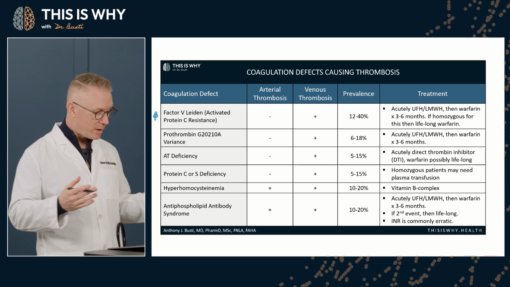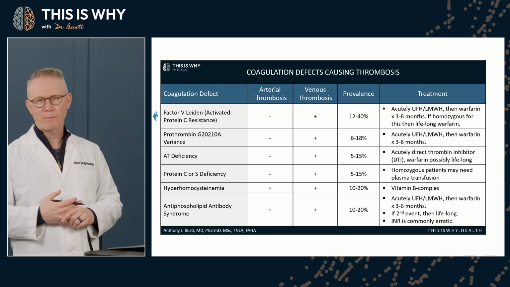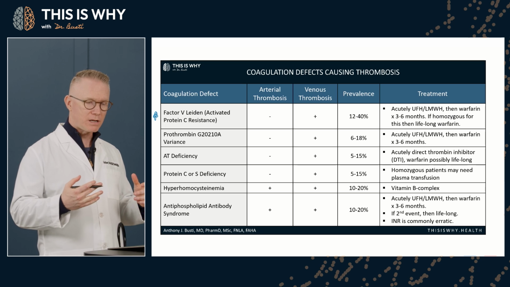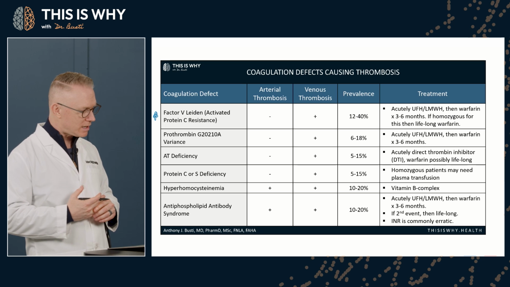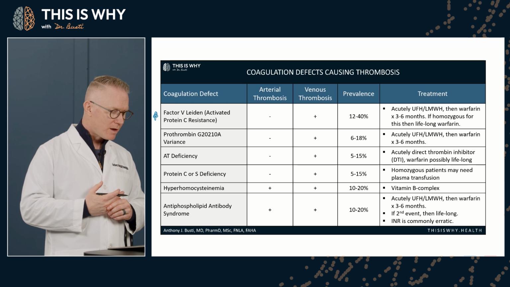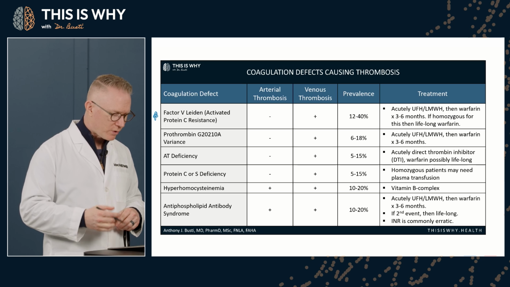Hyperhomocysteinemia can impact both. Antiphospholipid syndrome is a much more complicated disease, but can affect both depending on where those antibodies are present, and because phospholipids are everywhere. But those patients tend to be best treated on warfarin therapy.